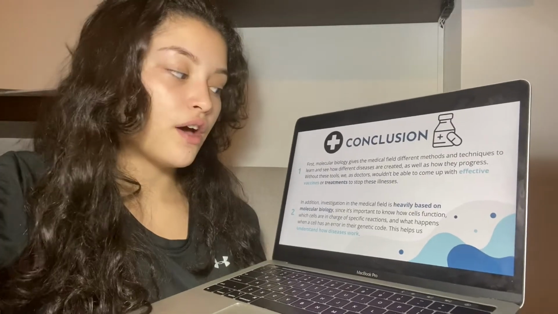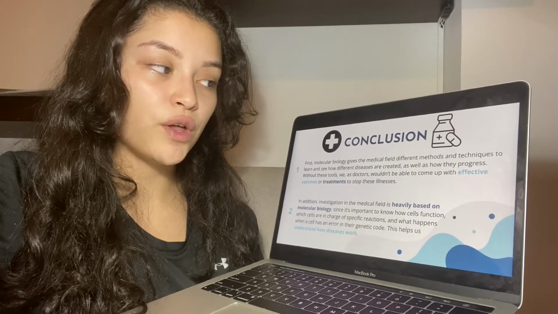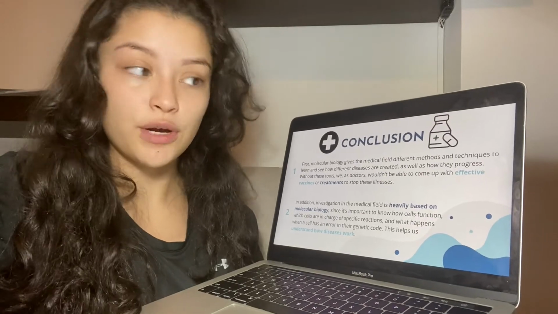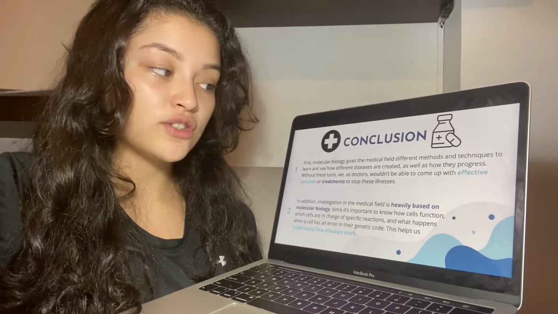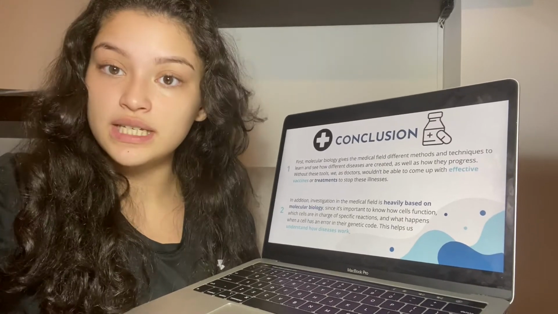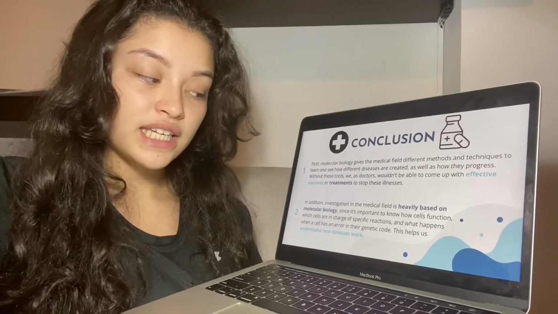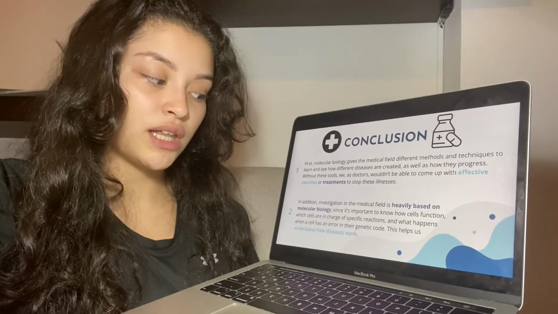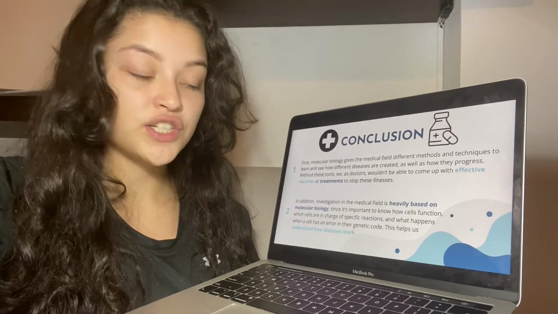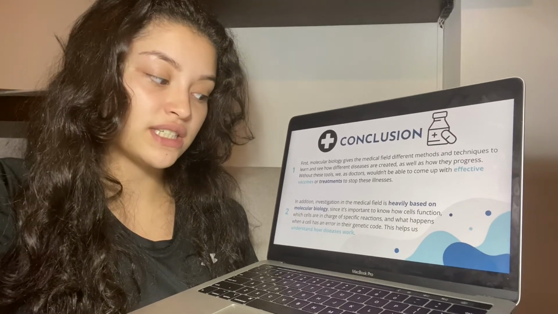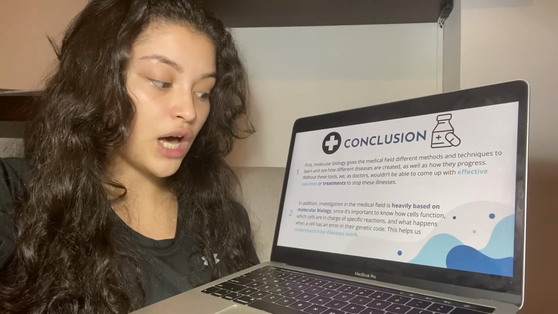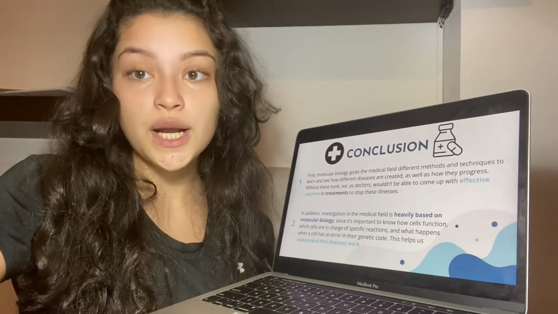Lastly, conclusions. First, molecular biology gives the medical field different methods and techniques to learn and see how different diseases are created and how they progress. Without these tools, we as doctors wouldn't be able to come up with effective vaccines or treatments to stop these illnesses. Lastly, investigation in the medical field is heavily based on molecular biology, since it's important to know how cells function, which cells are in charge of specific reactions, and what happens when a cell has an error in their genetic code. This helps us understand how diseases work and hopefully how to prevent them in the future.